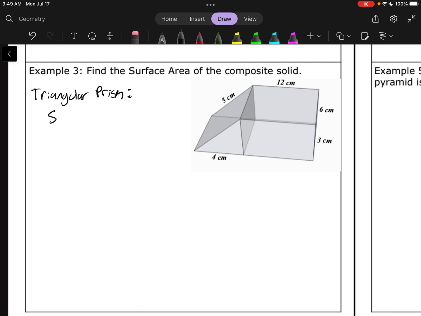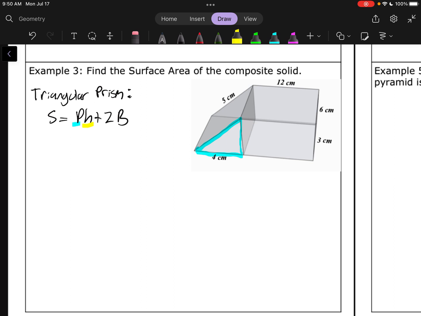Okay, so to find the surface area of a normal prism, we do Ph plus 2B. And let's think about that for a second. The P would be the perimeter of the triangle, right? Because this is a triangular prism. So that would be the perimeter of the triangle times the height of the triangle.